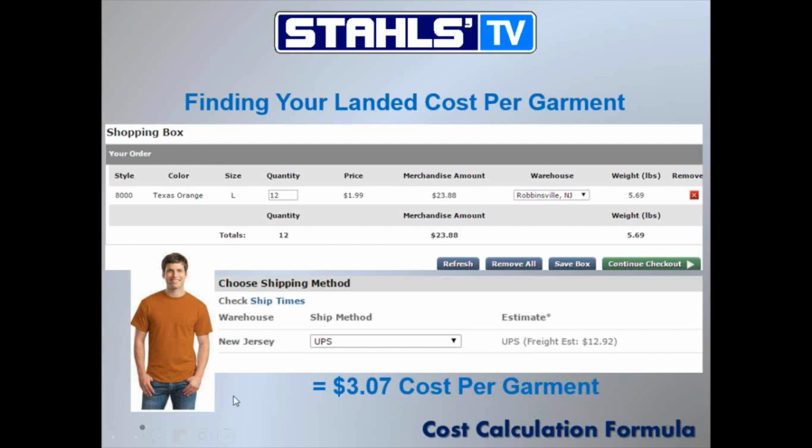So landed cost per garment is pretty simple. It's the freight cost to get it there divided by the number of garments ordered, and then you can get your freight cost per garment added to the actual merchandise total, and we get $3.07 per garment.